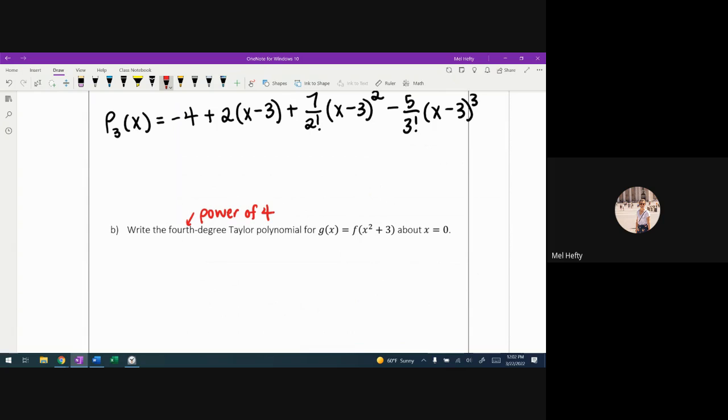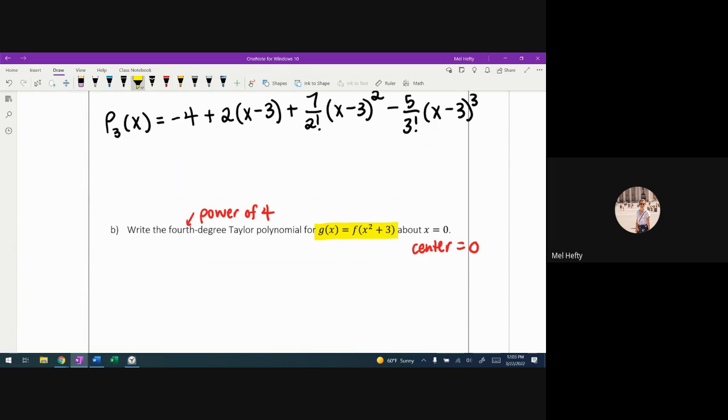About x equals 0. What does that tell me? The center is 0. What's another way to tell the center is 0? If it's a Maclaurin series, a different Scottish mathematician. Now let's look at what function they're trying to have me do.